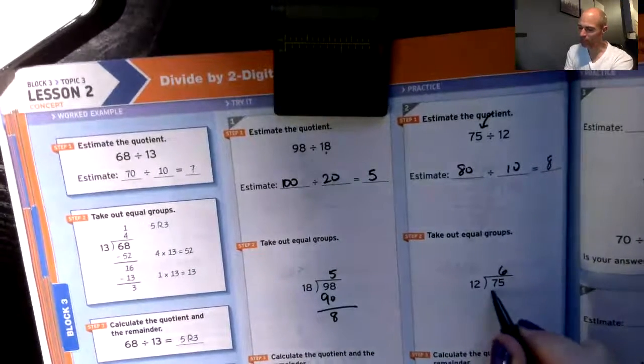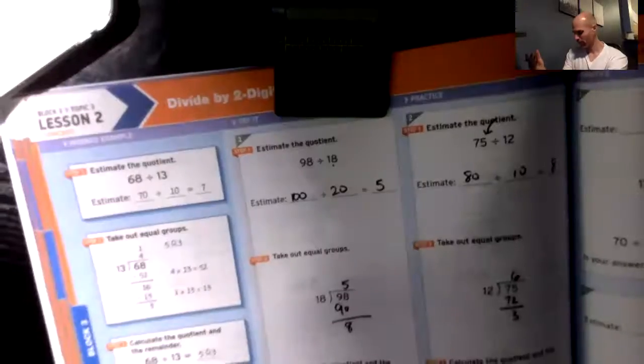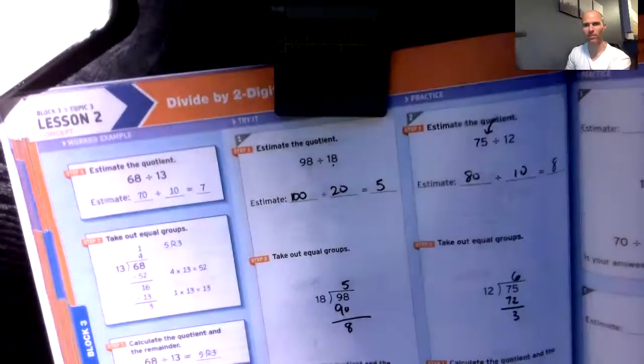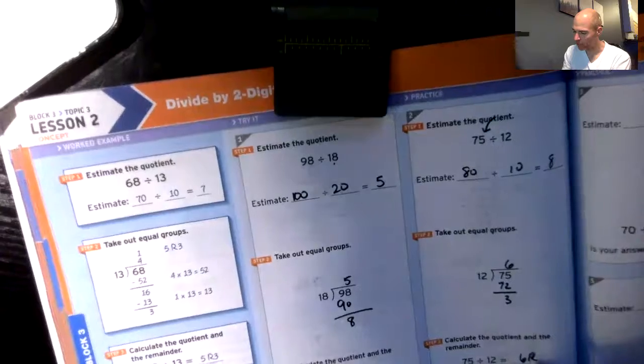6 times 12 is 72. And so we're going to have a remainder of 3. Oof, stuff just dropped off my desk here. So our answer on this one's going to be 6 remainder 3.